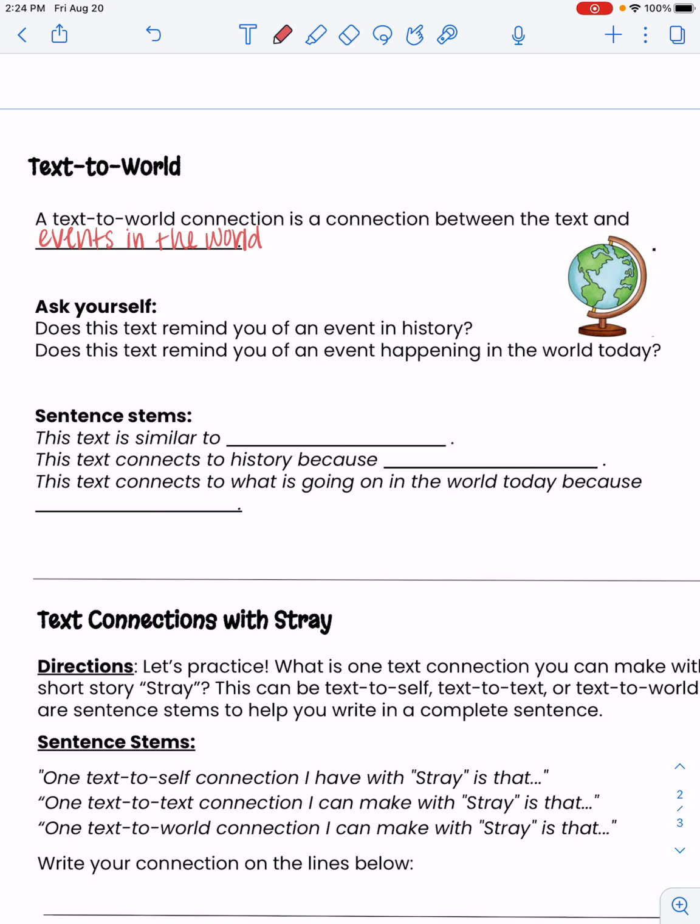So if you're asked to write a response about a text-to-world connection, you could use the sentence stem, this text is similar to, and put in the event for that. This text connects to history because. This text connects to what is going on in the world today because. So all of those could be helpful.